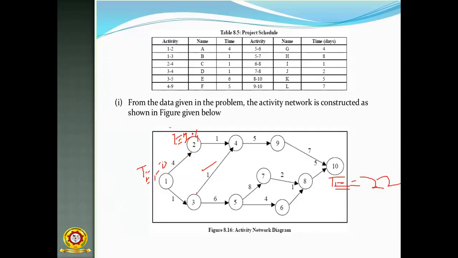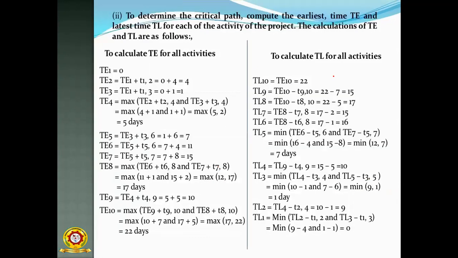Suppose there are two paths. Suppose activity 4 is connected to two activities, another 2 and 3. Then you have to consider the maximum value of these two alternatives. Okay, that is very, very important. Then like this, you have to calculate in reverse.